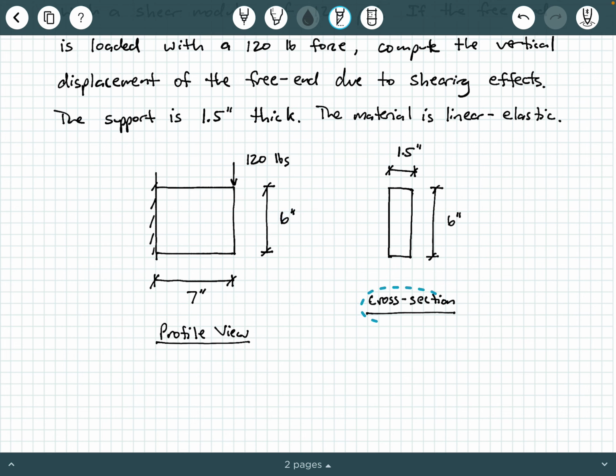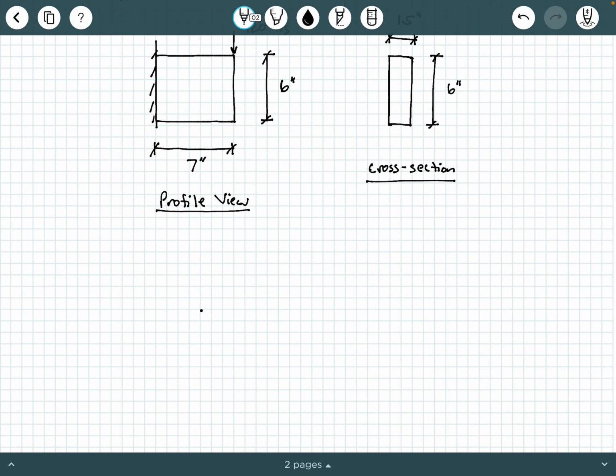So where is this cross-section in the profile view? Well, again, if you take a cut section through the profile view, what you will see inside of that cut section is this cross-section right here. Okay, so that's just our given information and what we're looking at. So let's go ahead and write solution here.